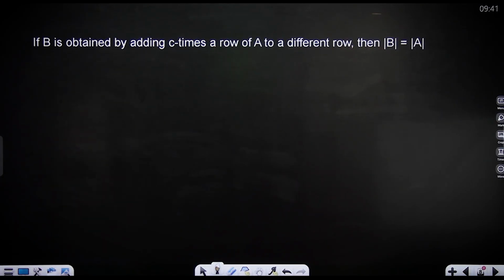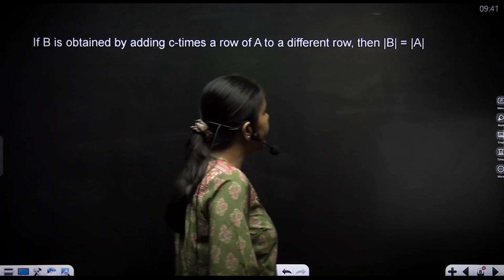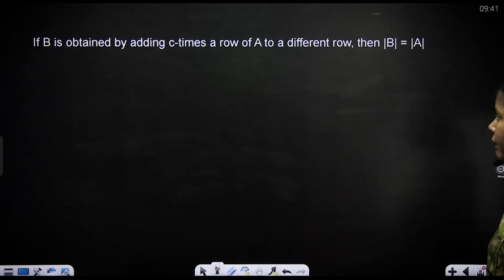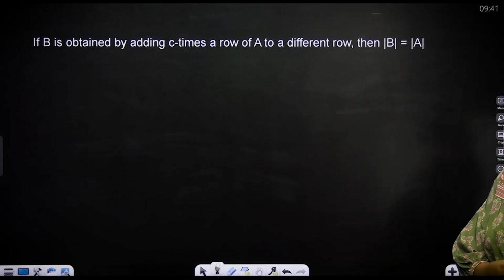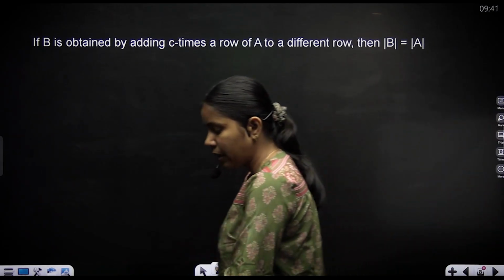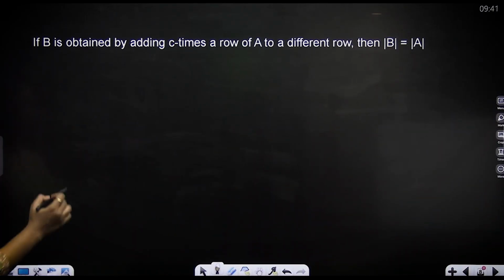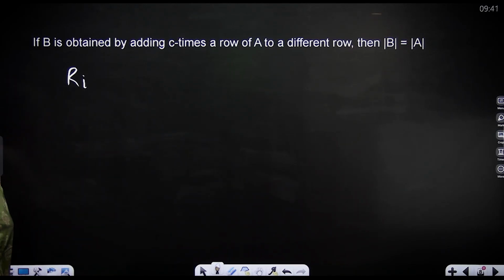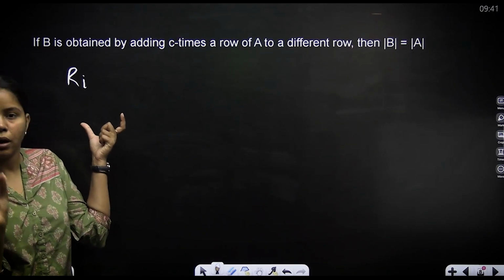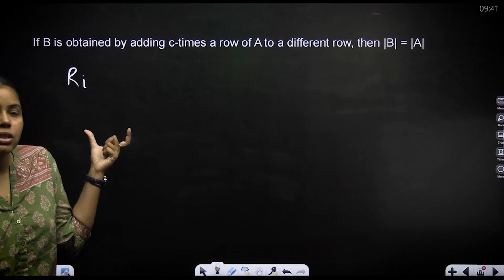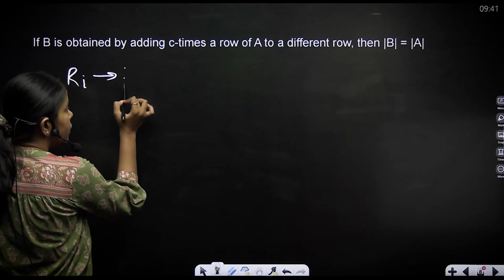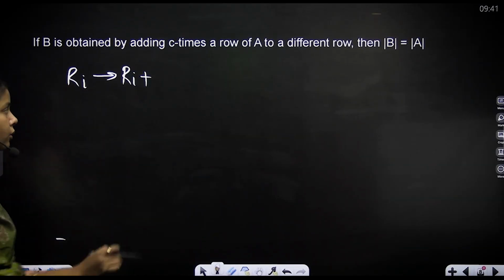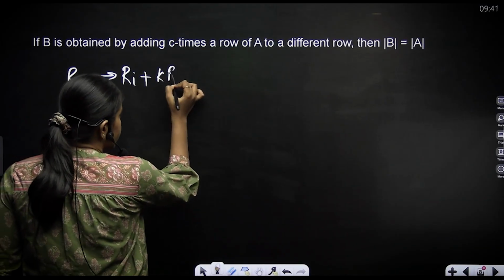Okay, so yeah, next we have this property. If B is obtained by adding c times a row of A to a different row, then determinant of B is equal to determinant of A. What do I mean by that? They are saying that if you apply this kind of operation Ri, that means I am making a change in the ith row, and you are making a change in the ith row with the help of another row. Let's say I am writing Ri plus k Rj.